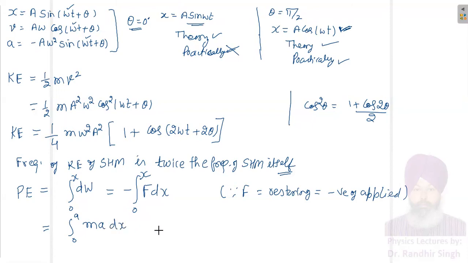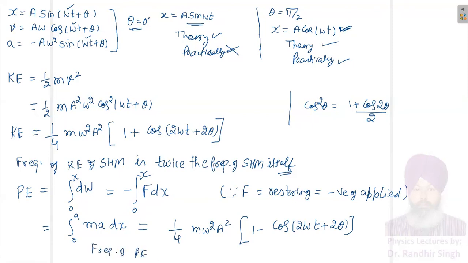If you solve this equation, I will leave it for you, it will be 1 by 4 m omega square a square into (1 minus cos of 2 omega t plus 2 theta). So you can see the frequency of potential energy is also 2 omega.